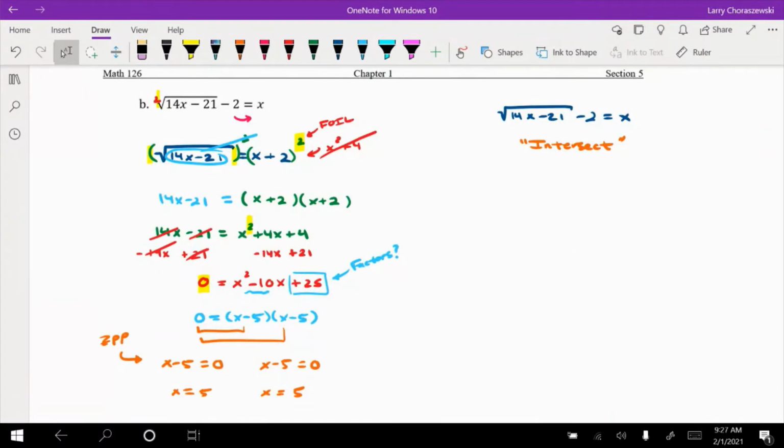But I'm going to stick with the original version and attempt the intersect feature, which is going to require 2 equations. The left-hand side, which will be our y1, and the right-hand side, which will be our y2.